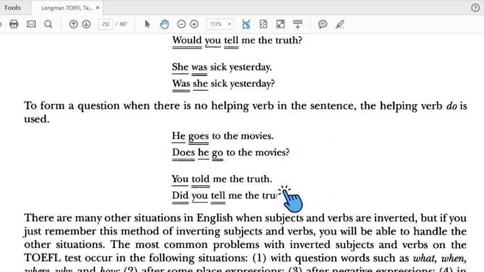You told me the truth. Again we don't put the verb in front, but we use do, which is did, because this one is past. The past of do is did. You told me the truth, and we have to use the infinitive, verb 1, if we want to use do, does, and did in the question.